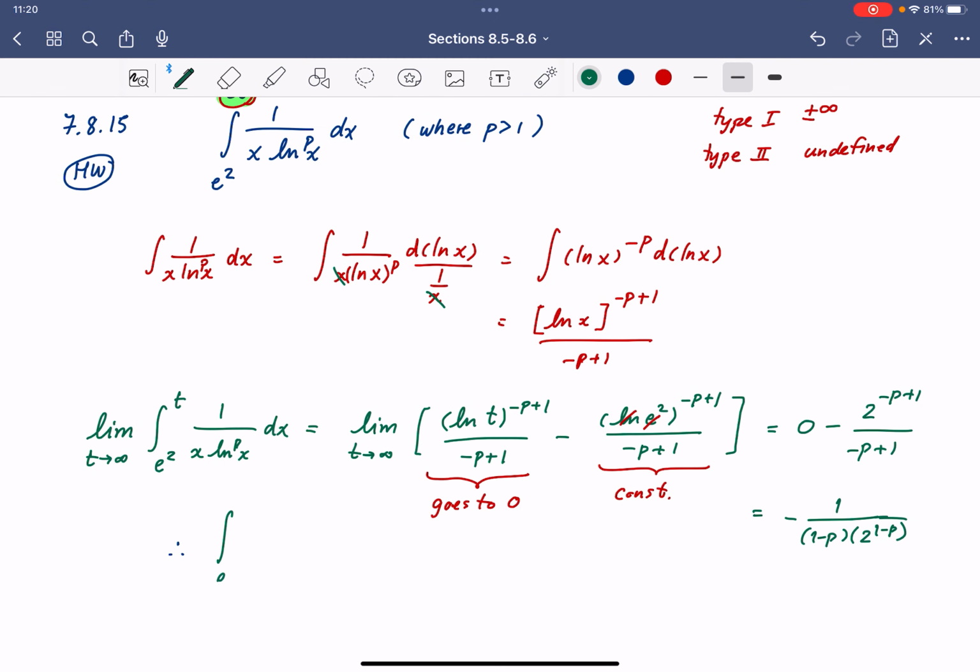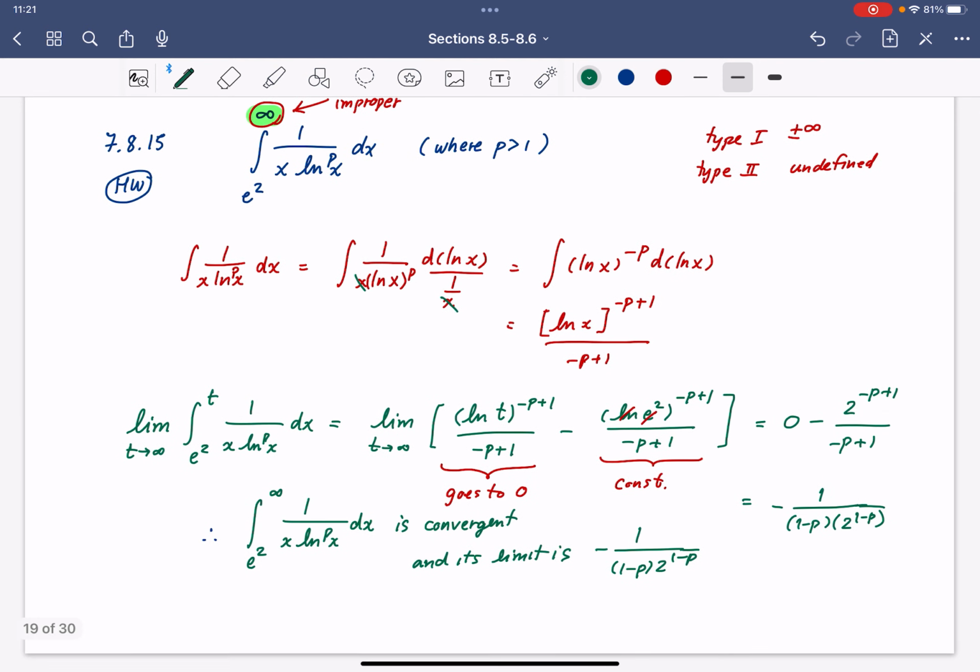So this is the integral from e squared to infinity of 1 over x log to the p of x dx. This is actually convergent, and its limit is computed. Yeah. Well, the thing that you're gonna see on Wednesday is easier than this one, but uses the same concept. In the homework, question 15, that I asked you to do.